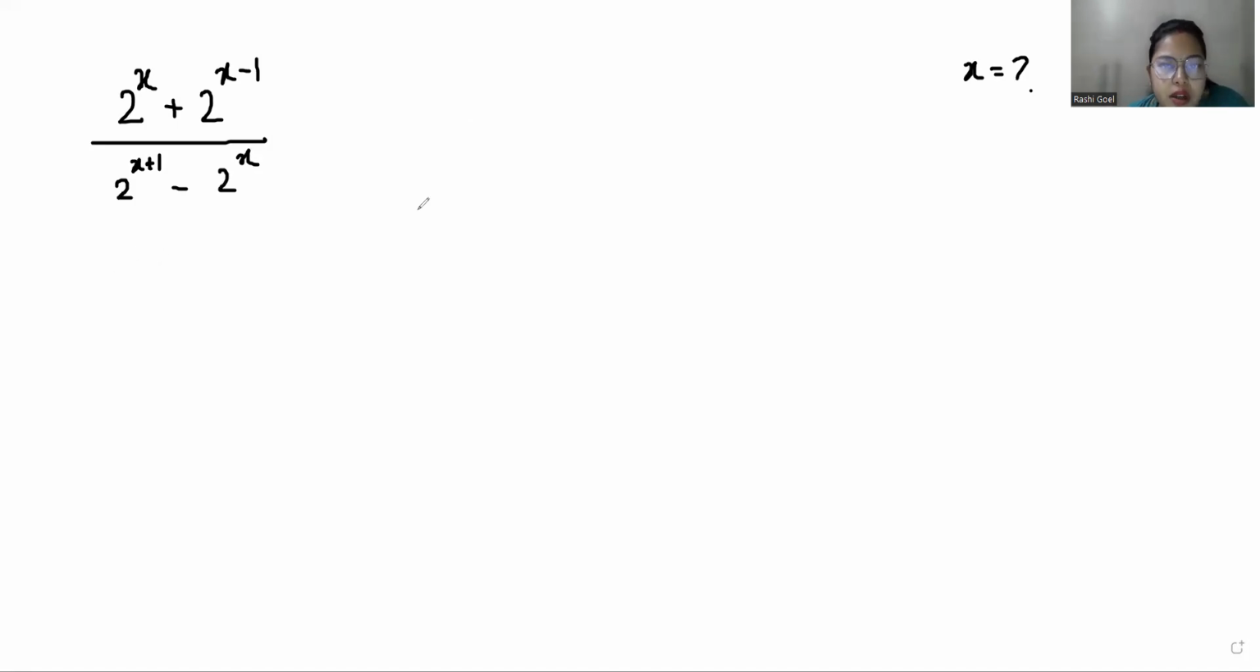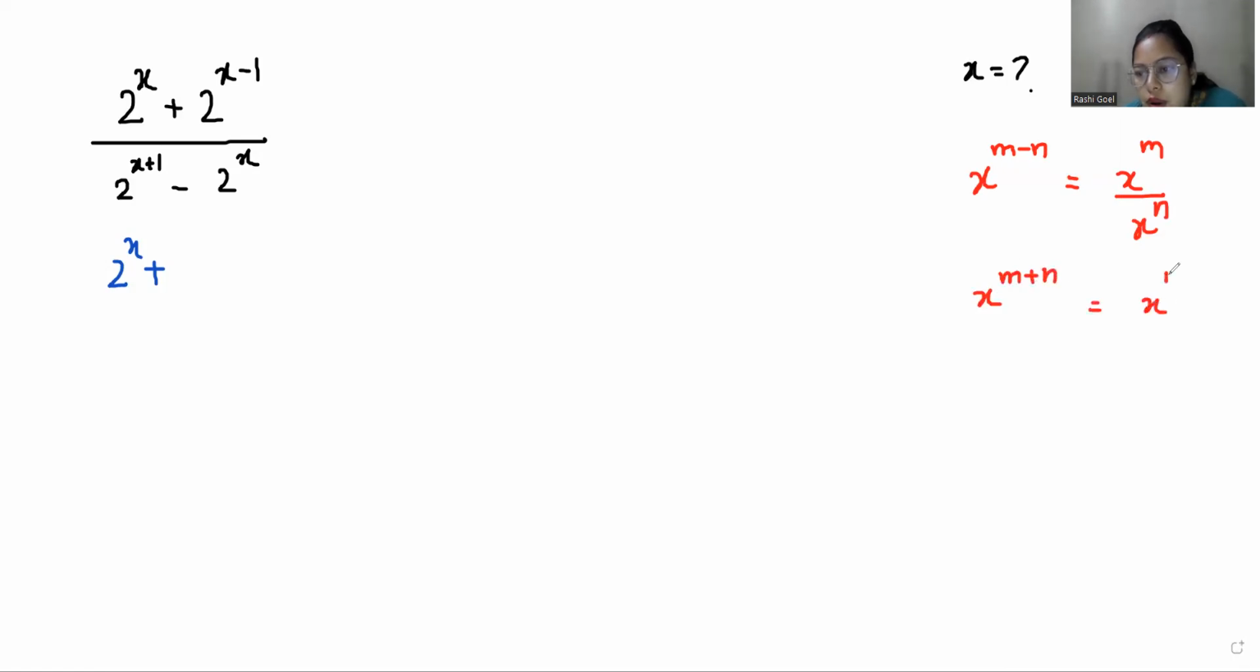So 2 power x plus, I'm going to use a very famous exponent rule: x power m minus n, we can write it as x power m by x power n. And another exponent rule: x power m plus n is x power m times x power n. So we can write this as 2 power x by 2 power 1. Similarly, using the second rule, we can write it as 2 power x times 2 minus 2 power x.